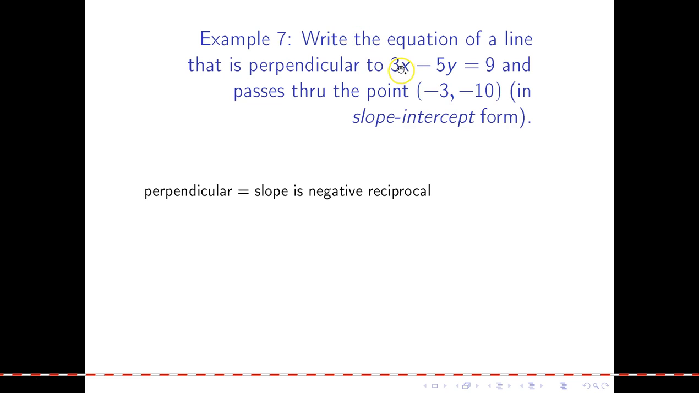But in this current form, notice this line is in standard form, not slope-intercept form. So it's hard to know what exactly it is. But if I took that line, can you rewrite this line in slope-intercept form? So I want you to go ahead and pause the video, rewrite that line in slope-intercept form.